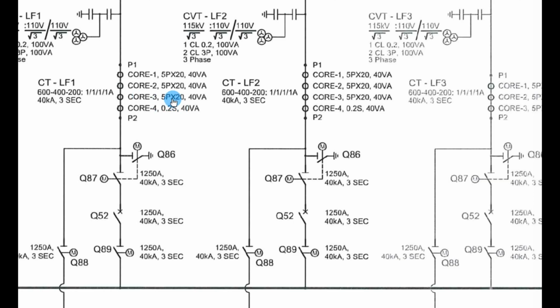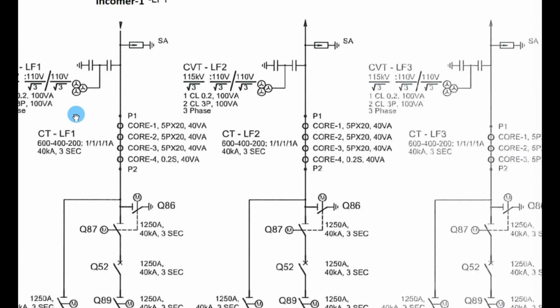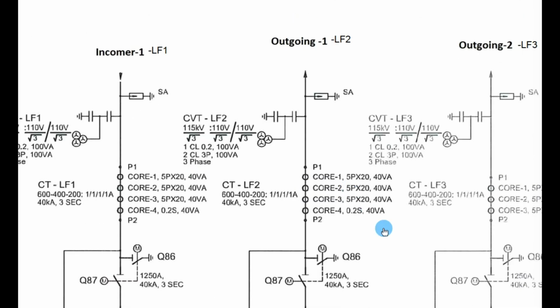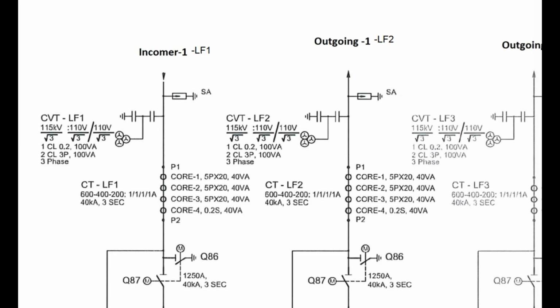Now we see the CT ratio 600, 400, 200, and our secondary is all 1 amp, and in this you can select 600 or 400 or 200, any one. You can select only one among these 3. That is our 3 ratios. Among these 3 ratios, you can select any one. Basically we select this ratio depending upon the load current.